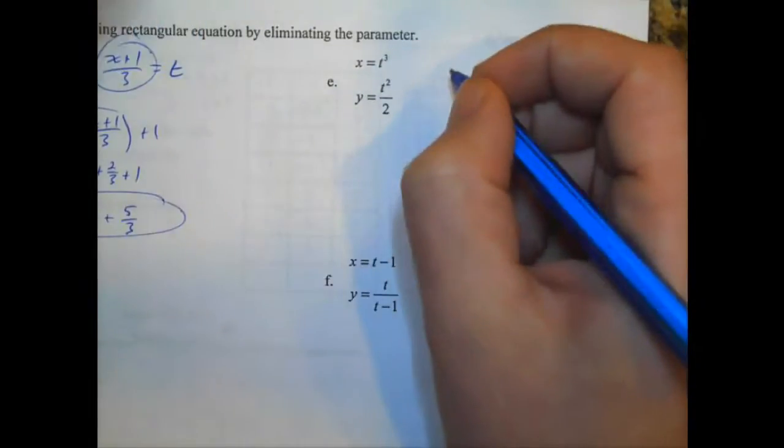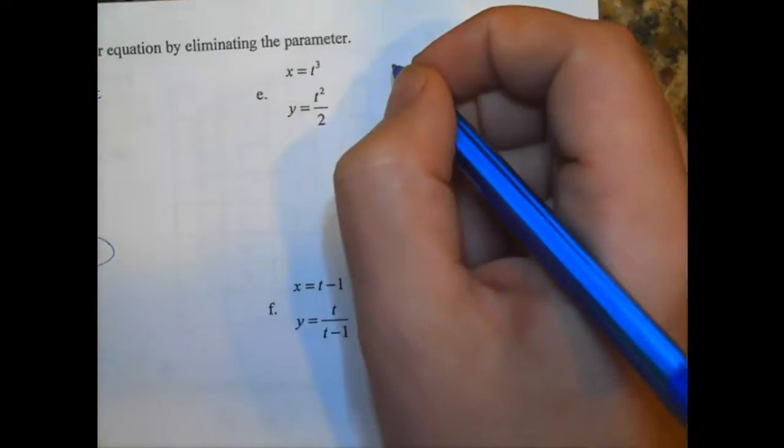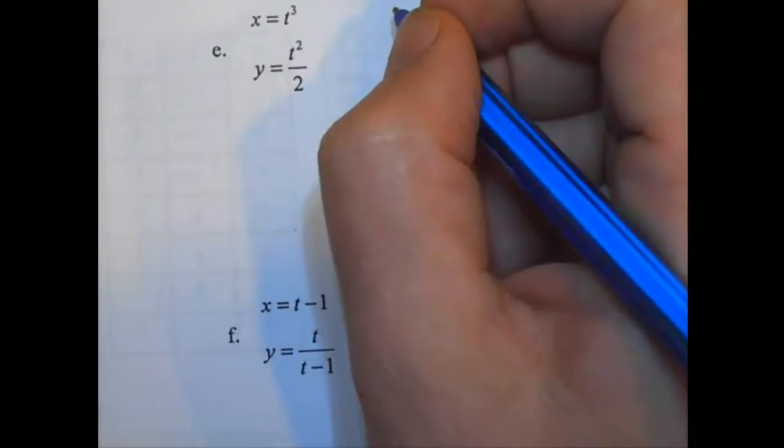All right, same sort of idea here, but it looks like to get the t by itself, what I need to do is take the cube root. You can't really see that very well. Let me zoom in.